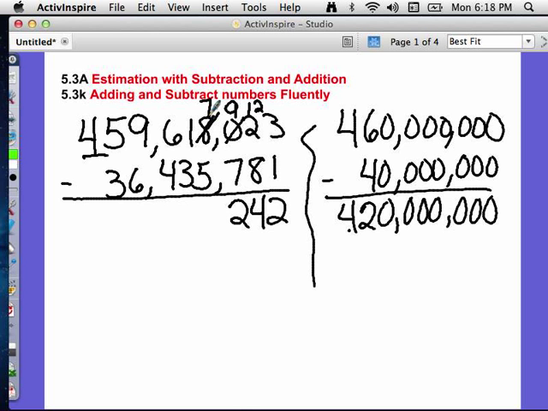All right, 7 minus 5 is 2. Again, I can't take 3 from 1, so I need to borrow from my neighbor. Now I have 11. I borrowed a 10 from my neighbor. 11 minus 3 will give me 8. 5 minus 4 will give me 1. 9 minus 6. My actual answer is 423,182,242, which is not far at all from my estimate of 420 million.